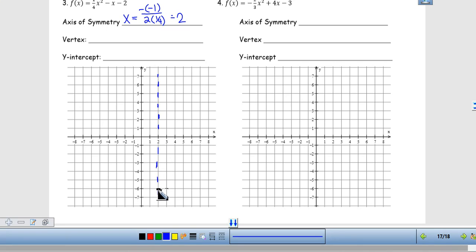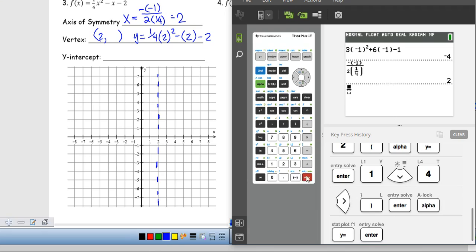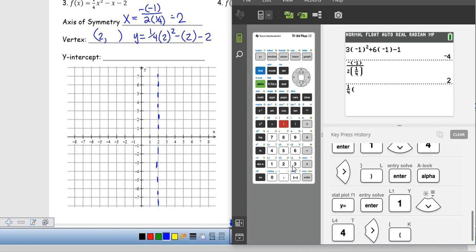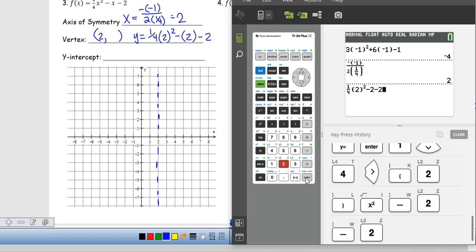My vertex will land on this line. So let's use that value. When x is 2, what is my y? We'll plug it in. Y is equal to 1/4 times 2 squared minus 2 minus 2. Again, you're welcome to use your calculator, or you can do the mental math on this. If you're putting a fraction into your calculator, do alpha y equals enter. I've got 1 over 4. Then I'm going to have a parentheses, 2, close my parentheses and square it. Then I will subtract 2, and I'll subtract 2 again. That gives me an answer of negative 3.